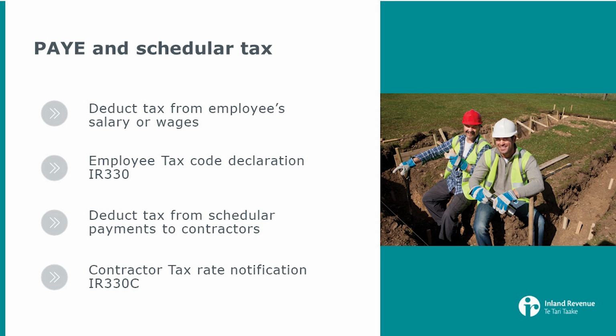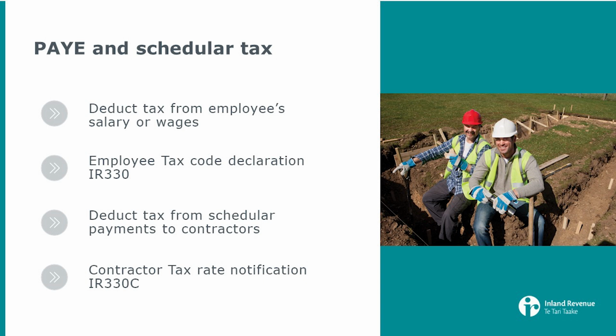The list of businesses that receive scheduler payments is on the IR 330C form. If the contractor's activity isn't on the list, then you don't need to deduct any tax. If the activity is on the list, the contractor must complete the IR 330C form and give it to you. You keep this form with your records. Scheduler payments are taxed at a flat tax rate, and the IR 330C tells you which tax rate applies.